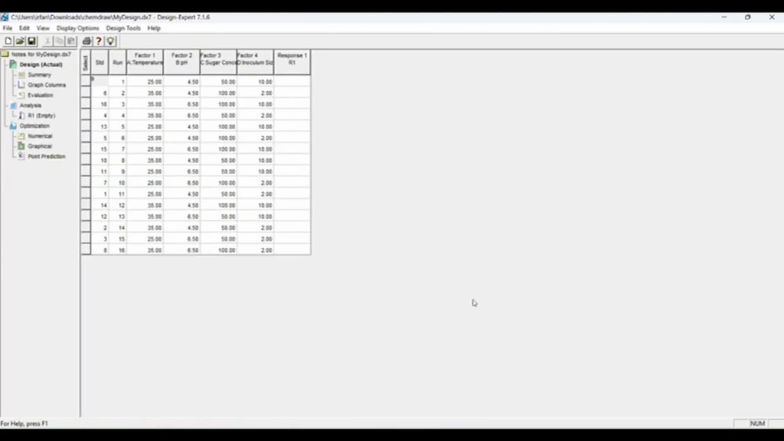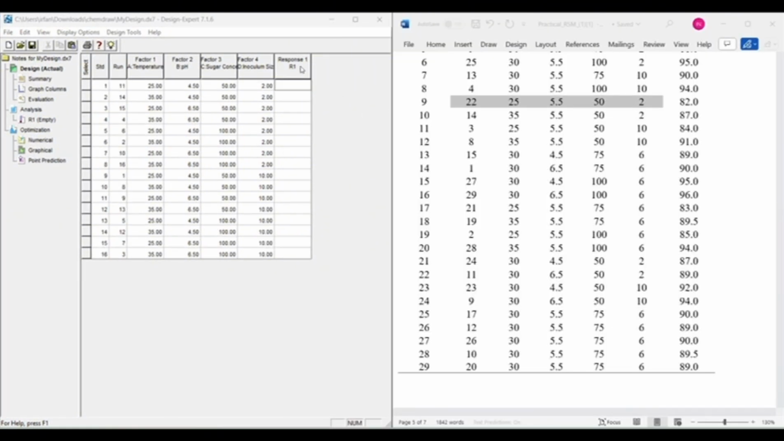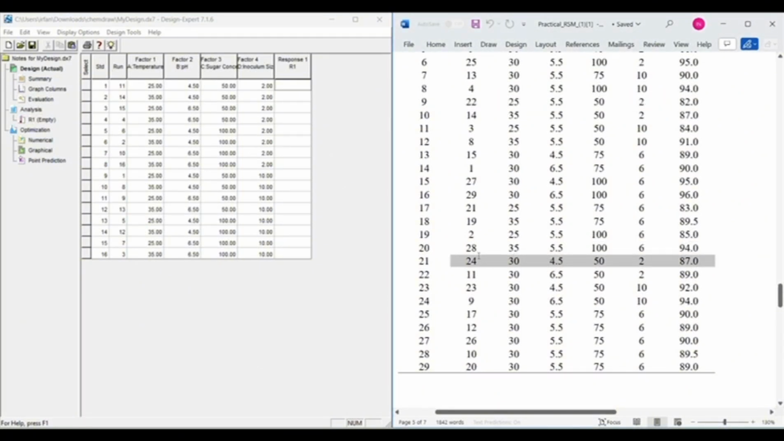So this is the standard run, which is 16 runs. So we must fill the response with the data which has already been given. So for the first one, we can look at the factor and we put the appropriate data. So for this one, we have 34.5, 50 and 2. So we will put 87, which is the closest to this data.